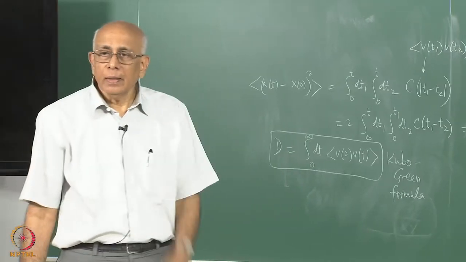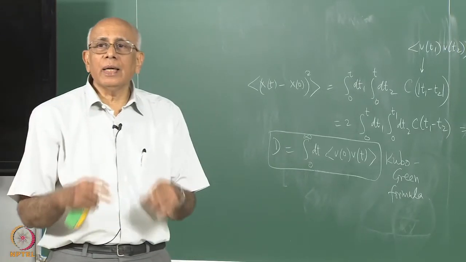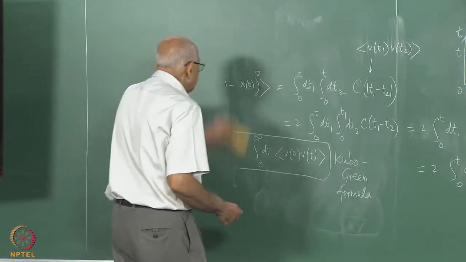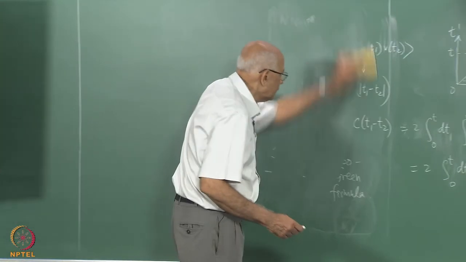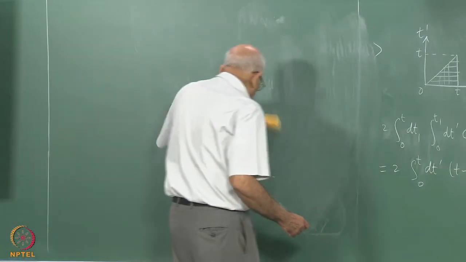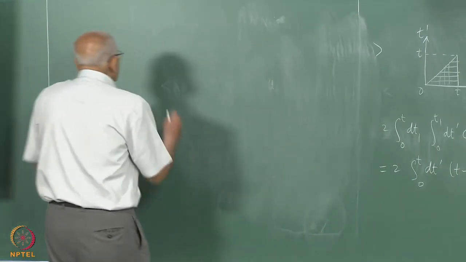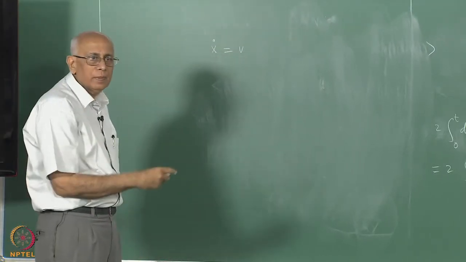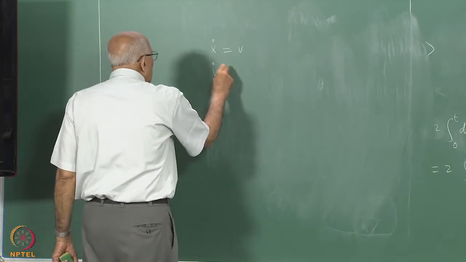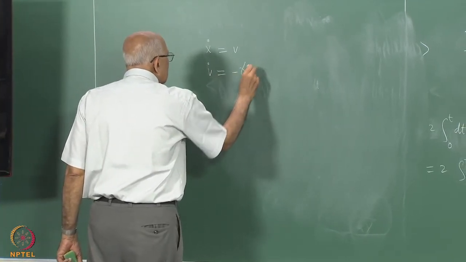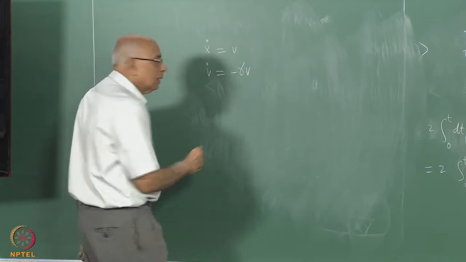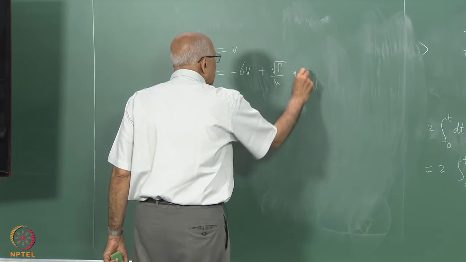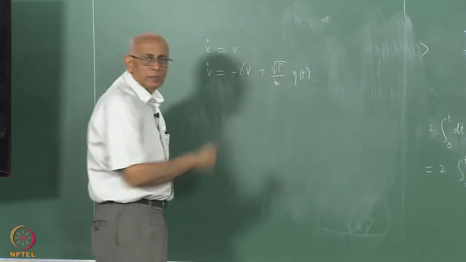Yes, indeed we can, but we need to write down now the corresponding Langevin equation for this. And what does that look like? Well, let's write it down and see what happens. So you have x dot, and that's of course equal to v by definition. And v dot equal to minus gamma v in our model, plus square root of Gamma over m eta of t. That was the Langevin equation for this guy here.